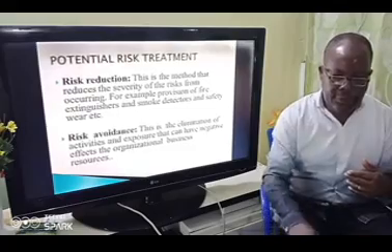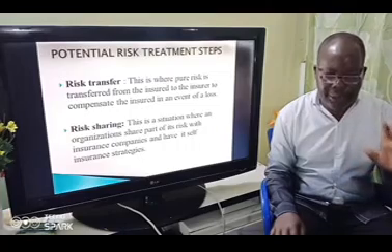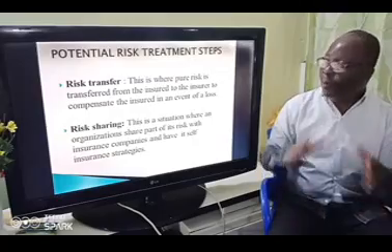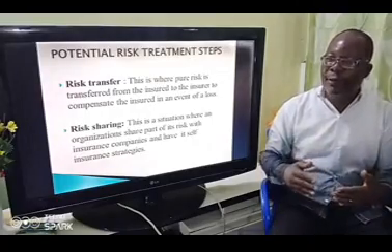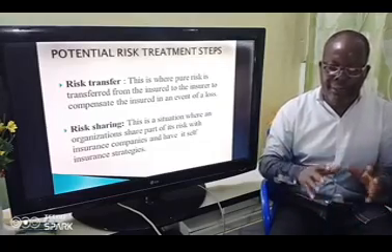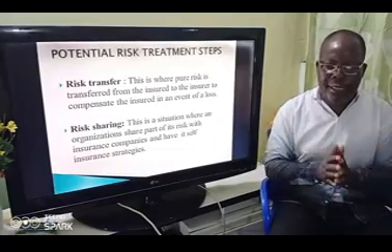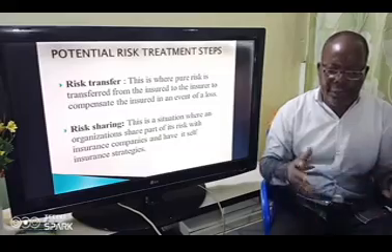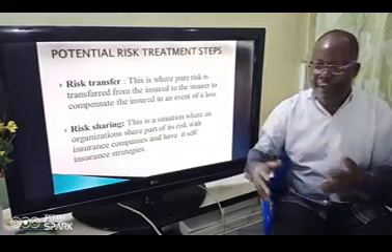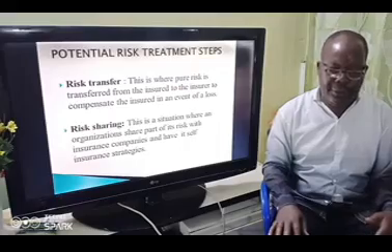Going to focus on the next one, which is risk transfer. Risk transfer is very, very important here. This is where pure risk is transferred by the insured to the insurer. So with this kind, the pure risk is transferred. And I said earlier on that pure risks are insurable. So in this case, if anything should happen to the business, the organization, particularly the insurance company, will come in to compensate the business.